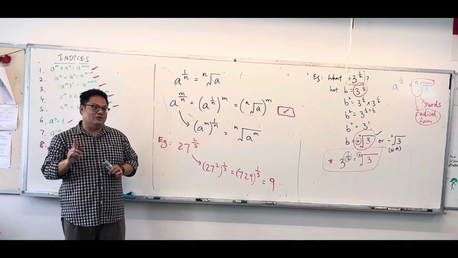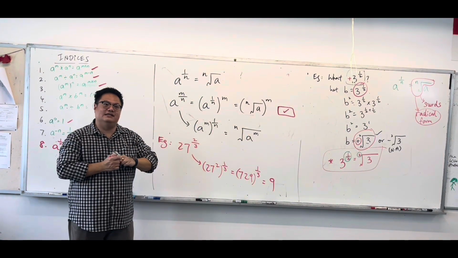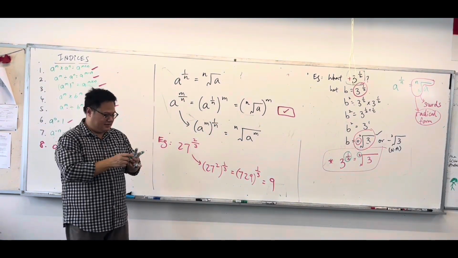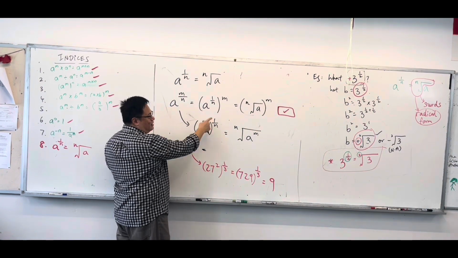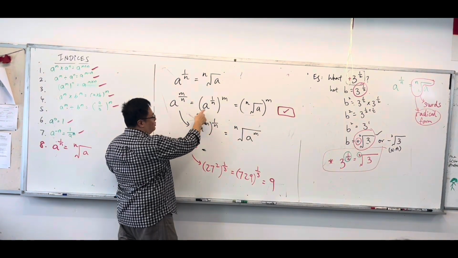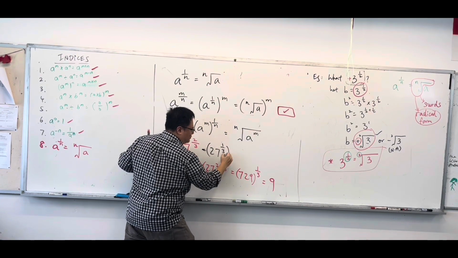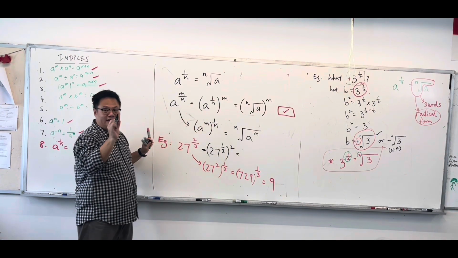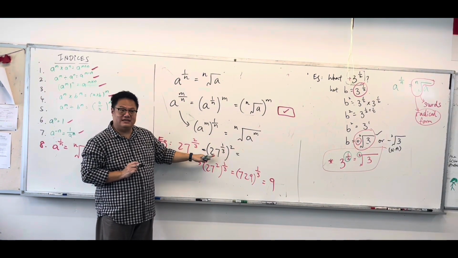Now let me show you why I prefer the first method. The first method is easier because you shrink the number, instead of blowing up the number first, right? This version says you shrink the number first. So 27 to the power of 1/3, raised to the power of 2. You write it this way, better. 27 to the power of 1/3 means the cube root of 27, right?